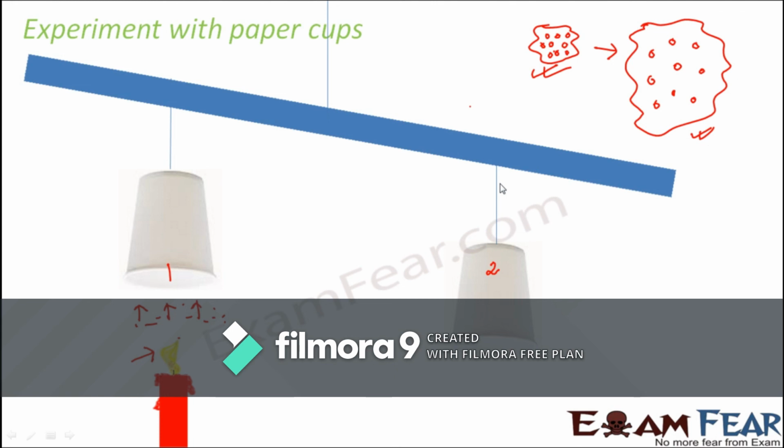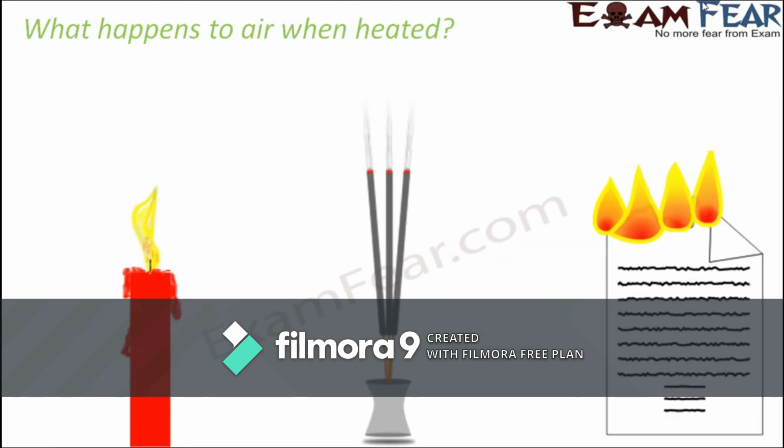So this is another experiment which tells us very beautifully how air expands when heated. And this same thing can be observed in a lot of things. For example, when you look at a candle flame, where does the flame go? The flame tends to move up. When you look at the incense sticks, which we often burn while doing puja, the smoke tends to go up. When you burn a piece of paper, where does the smoke go? It tends to go up. So why does smoke always tend to go up? That's because air expands on heating.